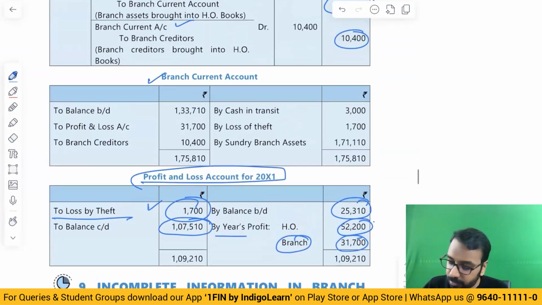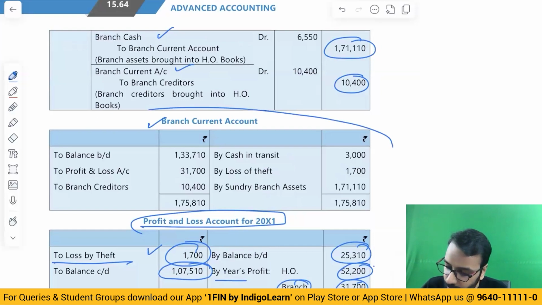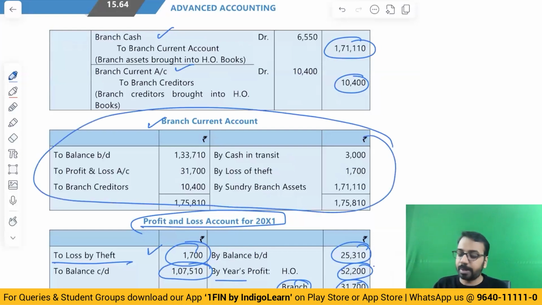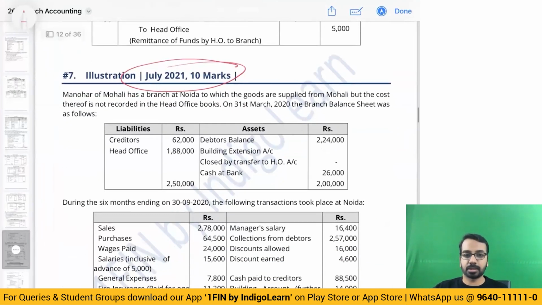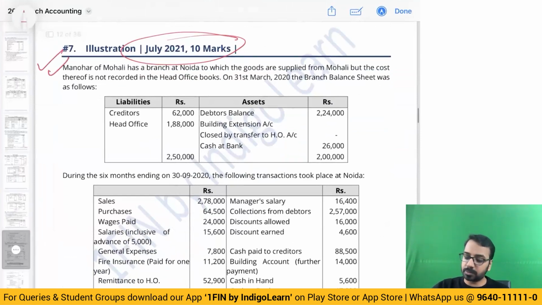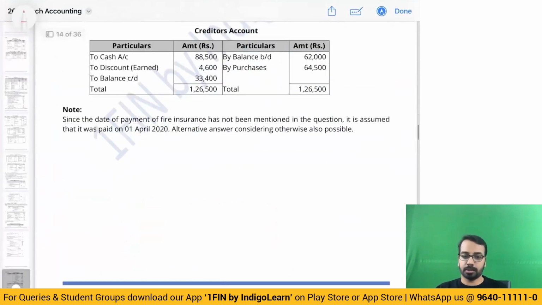Once you prepare the branch current account, all the balances have been transferred and the account would show a zero balance, because all the assets and liabilities have been transferred. Next year, when we reopen, we'll again give back the assets and liabilities of the branch, and the branch will continue to maintain the accounts. Now, this question, a 10 marks question, that we just discussed from the study material was asked for 10 marks. Not repeatedly asked, but asked.